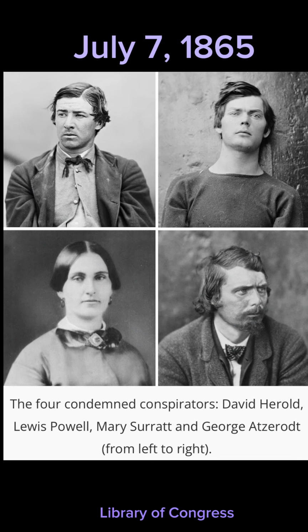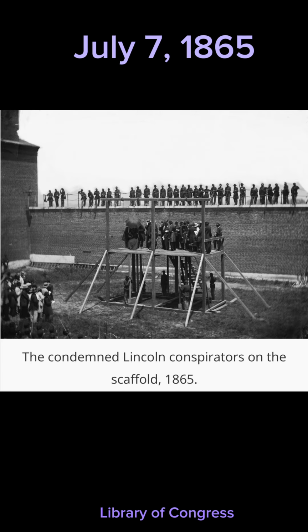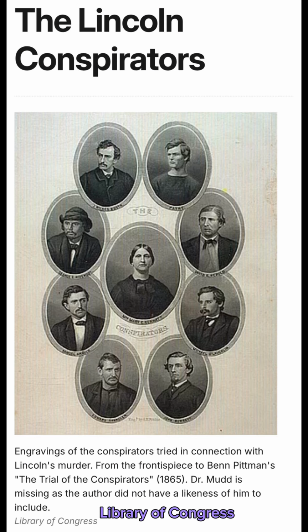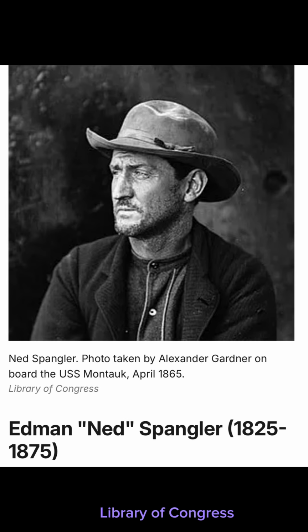The next month, on July 7, 1865, 4 conspirators of Booth in the plot to kill Lincoln, 3 men and 1 woman, were hanged in Washington, D.C. after they were convicted by a military tribunal. It was the first time the U.S. government had executed a woman. 3 other convicted conspirators were sentenced to hard labor for life, and an 8th one got 6 years.